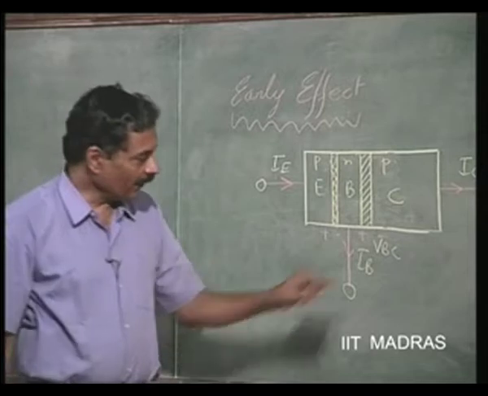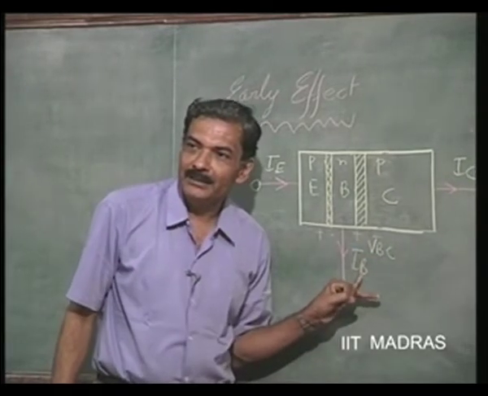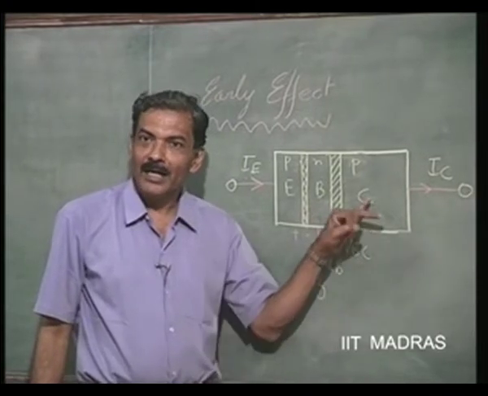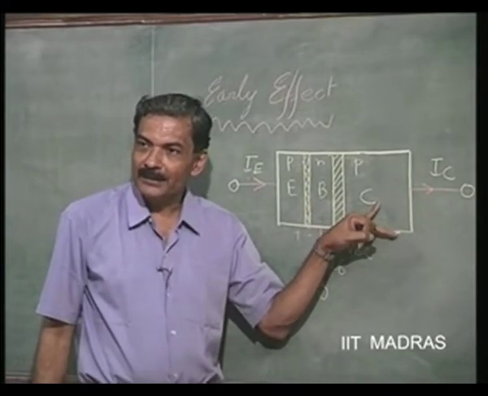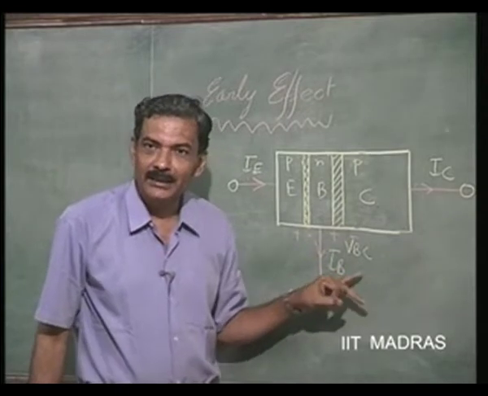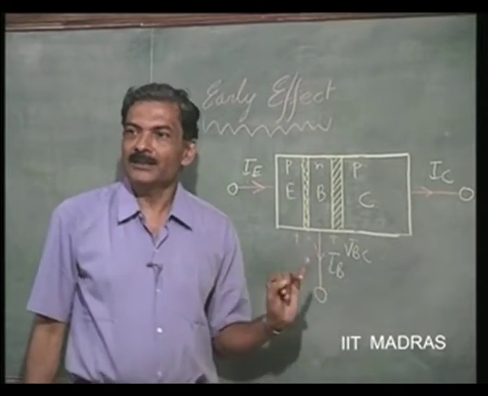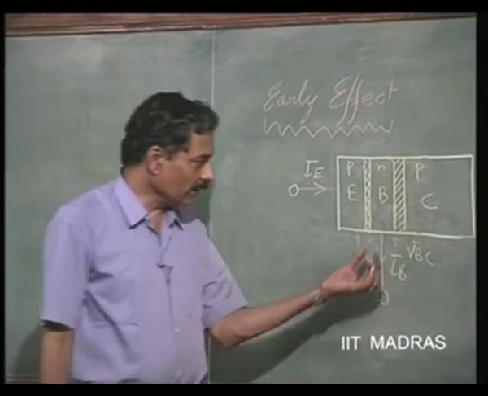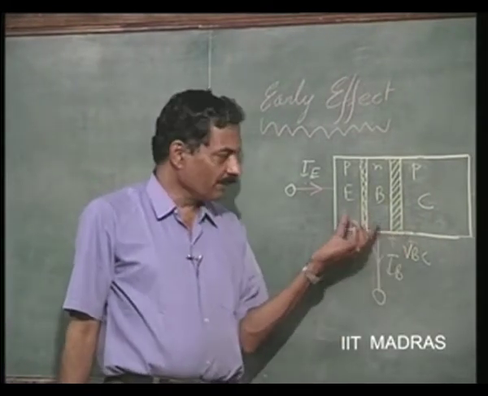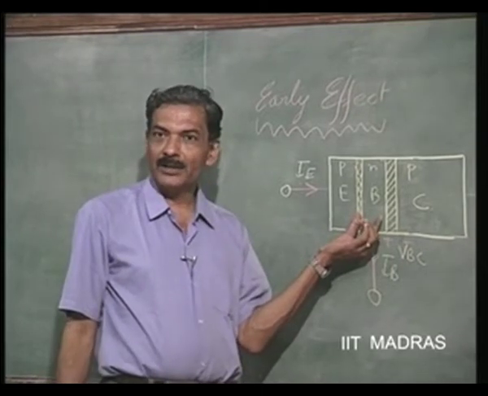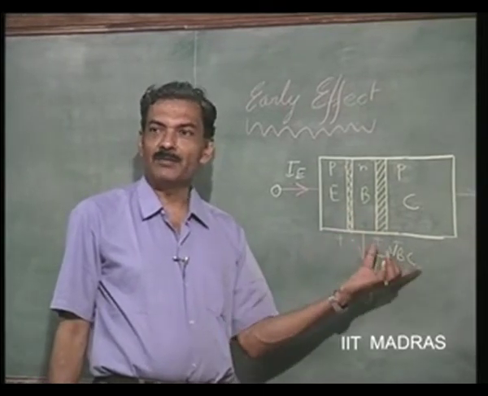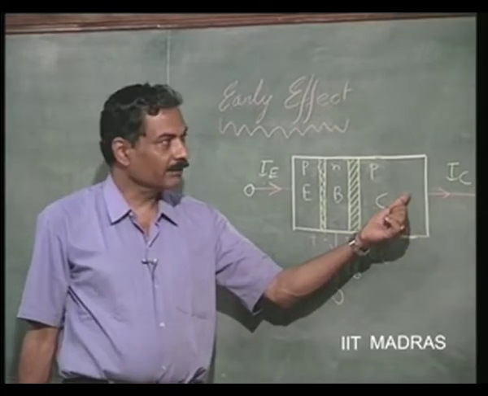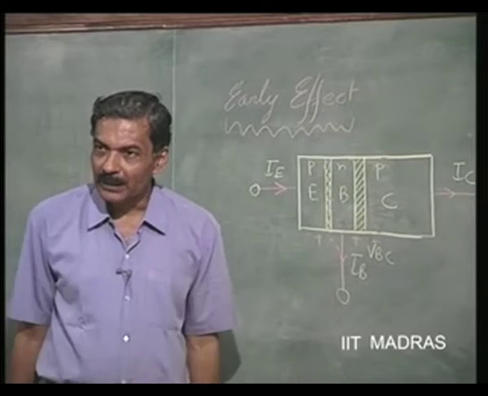So now alpha depends upon VCB. That means alpha will become closer to 1, or IC is going to increase as VCB increases. This is what is called early effect. Is this clearly understood? Because the depletion layer width increases, the base transport factor is going to become closer to 1 as VCB increases. That means IC is going to increase, because IC is equal to alpha times IE.